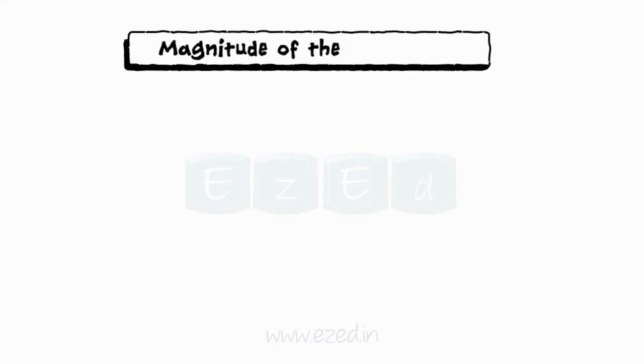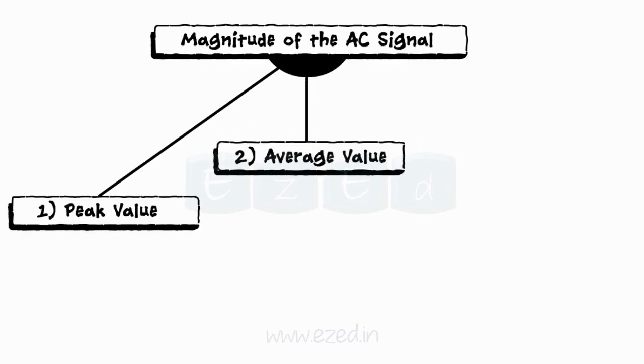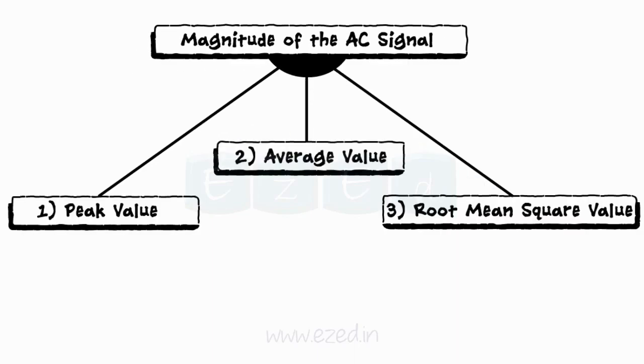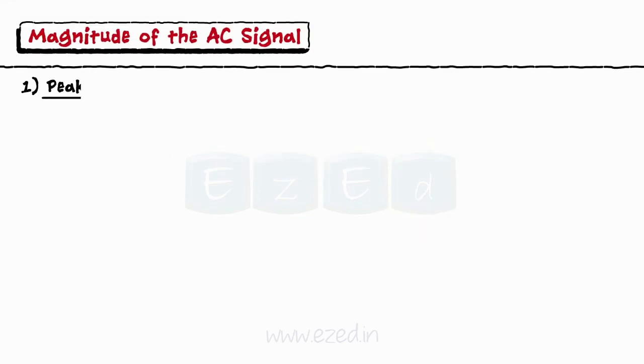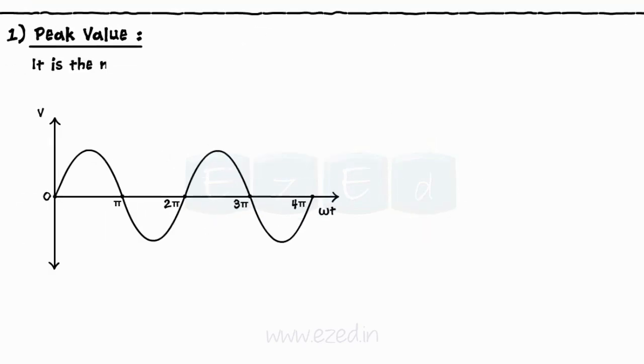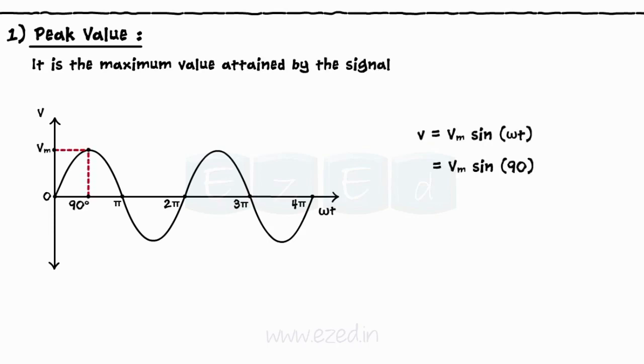In case of the AC signal, the magnitude of the signal is expressed in three different ways: the peak value, the average value, and the root mean square value. Let's see the peak value first. It is the maximum value attained by the signal. The signal attains maximum value when omega t equals 90 degrees or sin omega t equals 1. It is represented by Vm or Im.